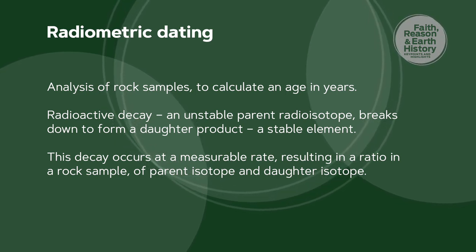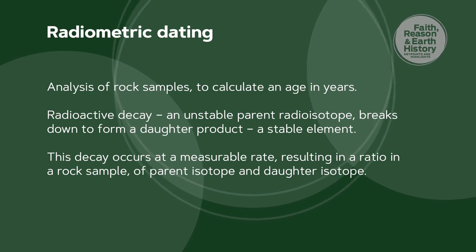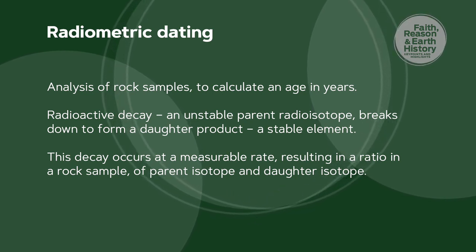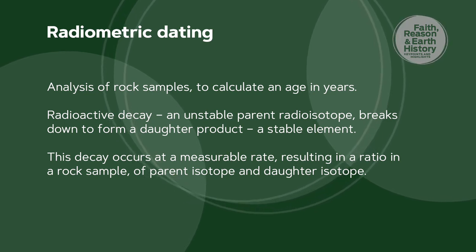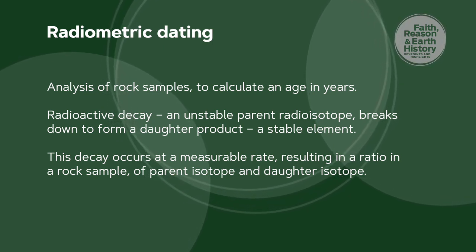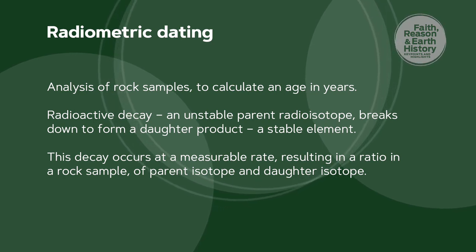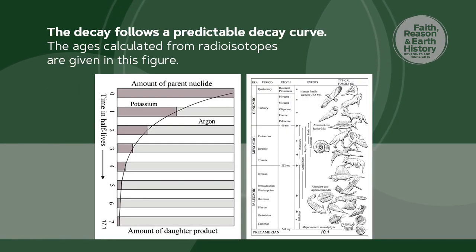First thing to understand is radioactive decay. An unstable parent radioisotope breaks down to form a daughter product, a stable element. This decay occurs at a measurable rate, resulting in a ratio in a rock sample of parent isotope and daughter isotope. The decay follows a predictable decay curve.